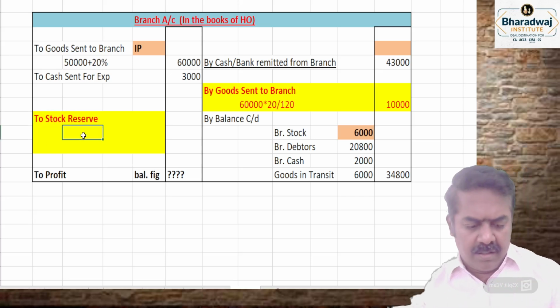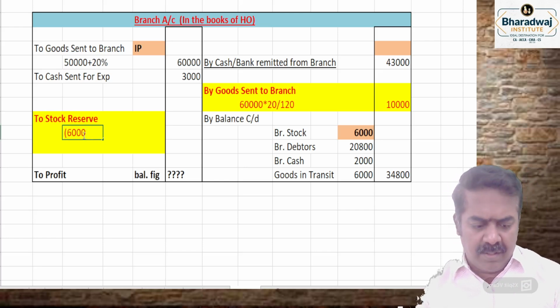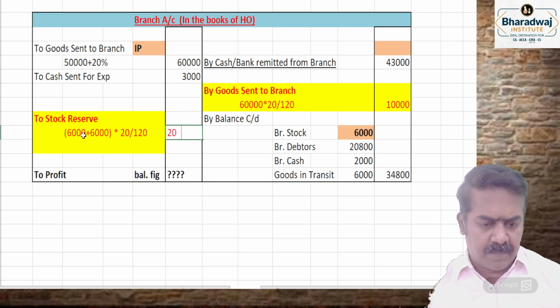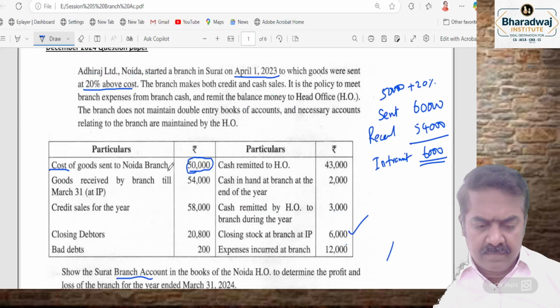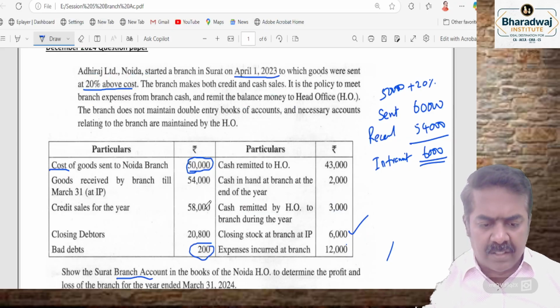Total 6,000 in the godown. In transit, how much is there? 6,000 into 20 by 120. How much? 2,000 will come. Whether bad debts will be recorded in the branch account? No. Whether credit sales will be recorded in branch account? No.